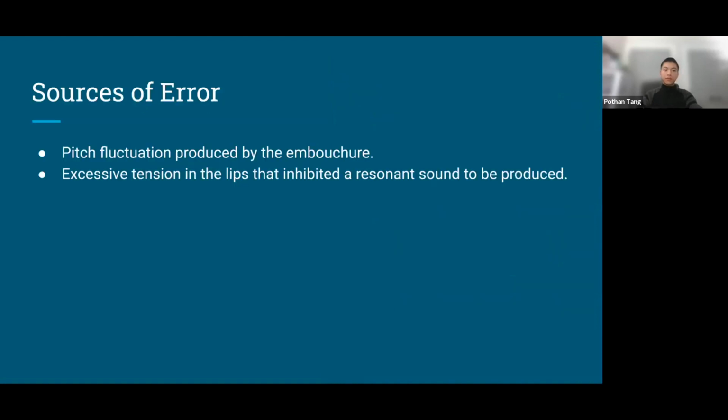What are some sources of error in this experiment? A potential source of error was the pitch fluctuation produced by the embouchure. If the air stream blown through the mouthpiece was not constant, both the sound intensity and the pitch would fluctuate. If there was excessive tension in the lips, the resulting sound would not be resonant, and the resulting pitch would deviate from the frequency of a standing wave.